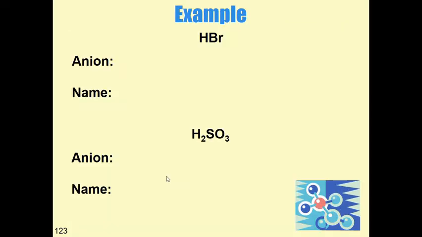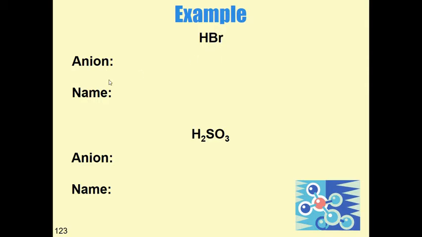So let's start with HBr. You say, is there a metal in the compound? No. They're going to the right on the flow chart. Is the first element a hydrogen? Yes, it is. So we have to take into consideration the name of the anion.